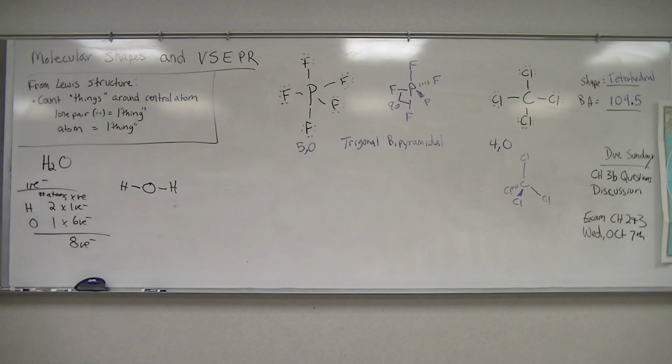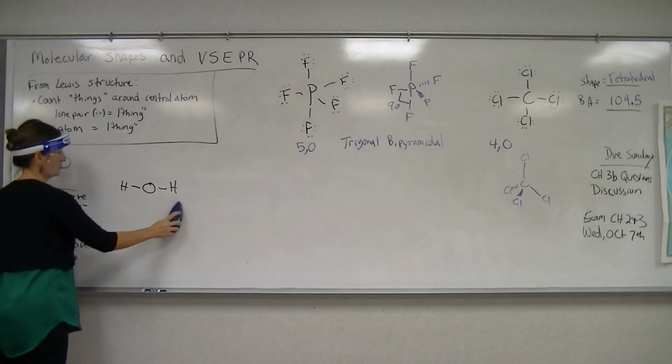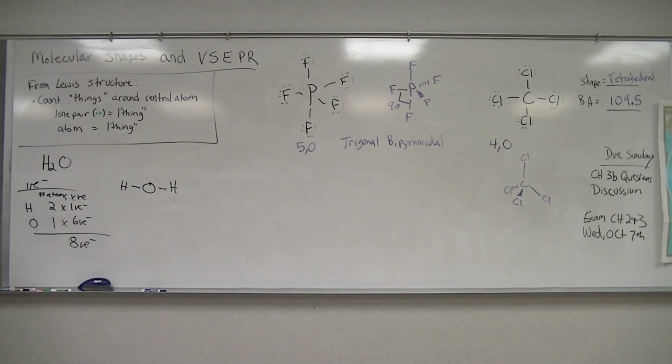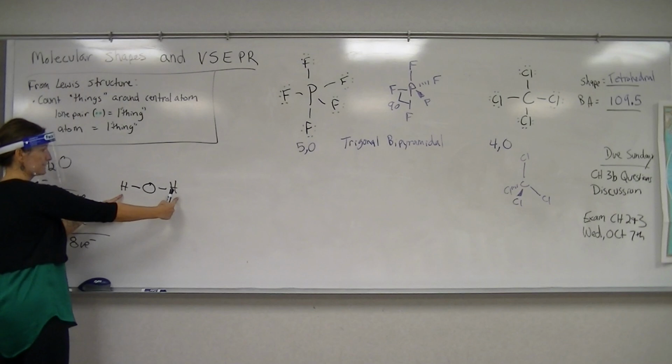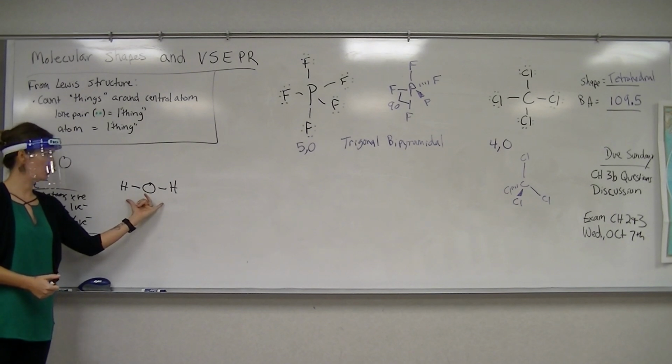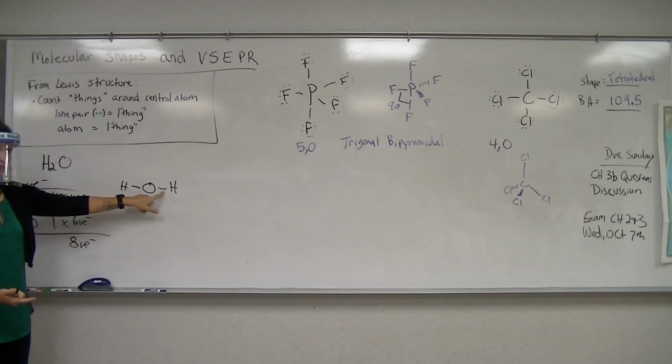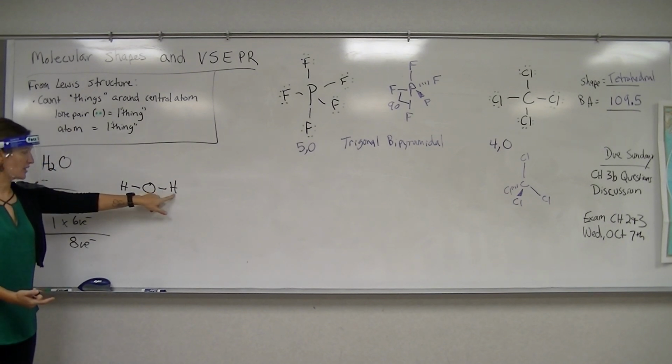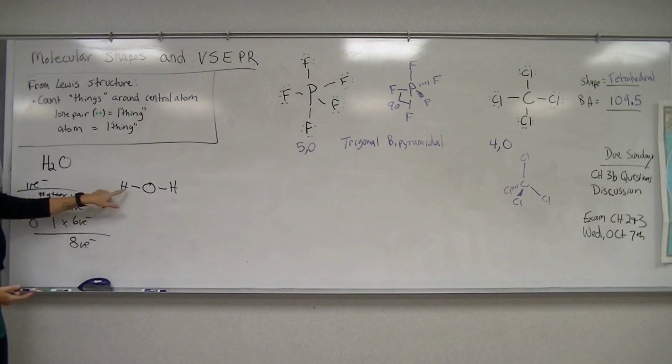All right, so for this guy, we need to make everybody happy. We start with the terminal atoms first. Are our hydrogens happy? Yes. Most elements want 8. Hydrogens are the exception, they only want 2. This single bond is worth 2. So that hydrogen has 2 electrons, that hydrogen has 2 electrons, because the single bond is 2 electrons.